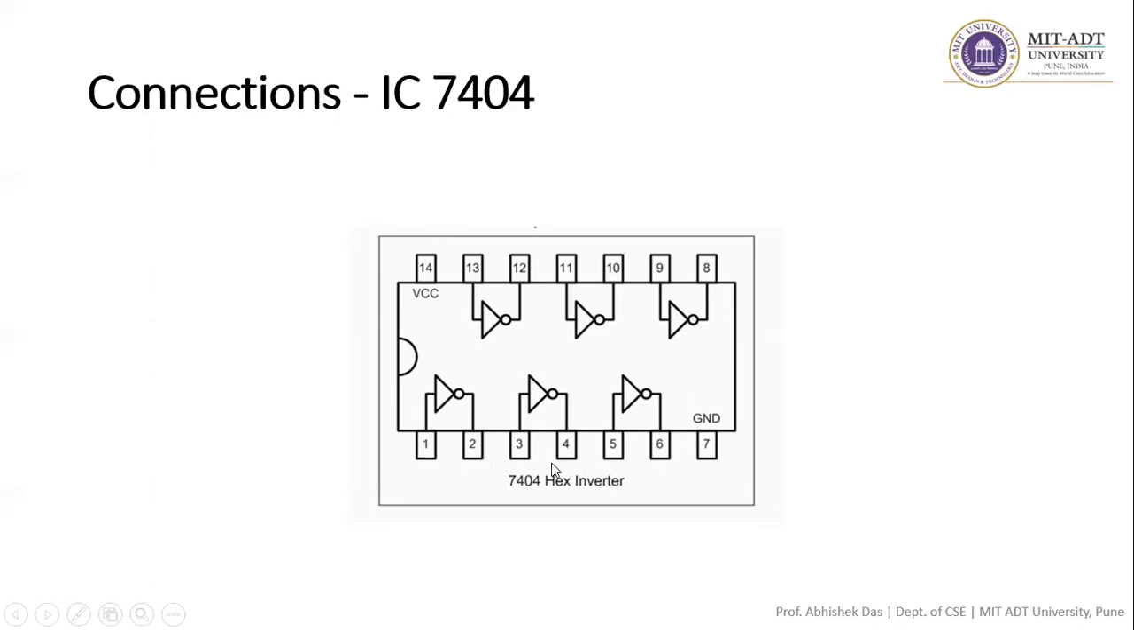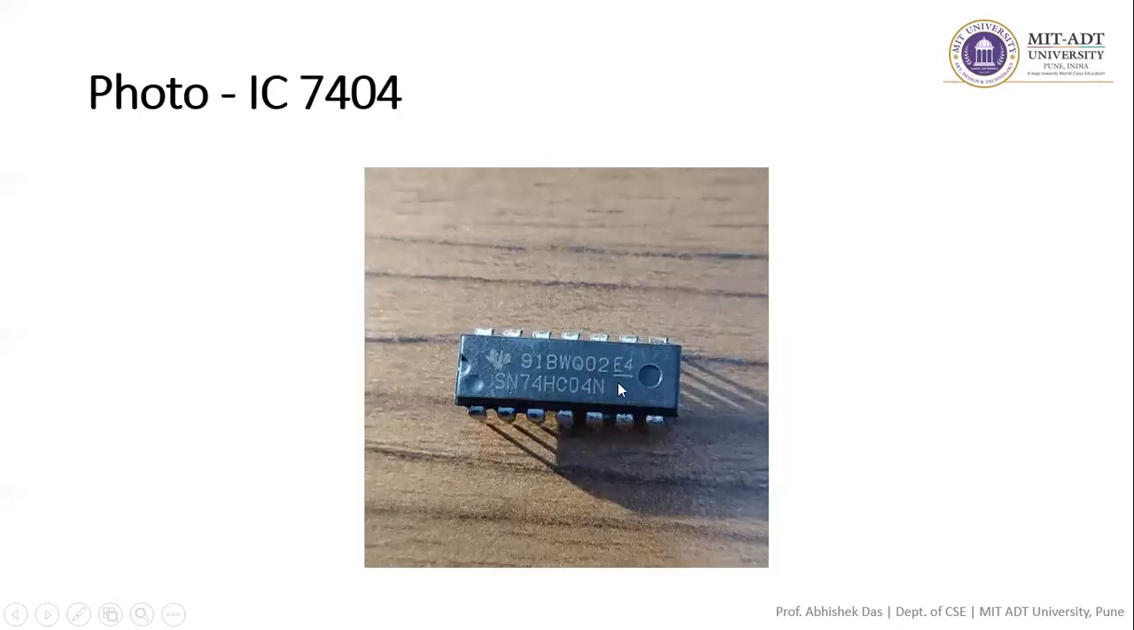Over here, as you can see, it is a 7404 hex inverter. Why hex? Because we have 6 NOT gates in a particular IC, and this is the notch, which marks the top of the IC. So in a particular IC we have 6 NOT gates, and the IC number is IC7407. This is how the NOT gate IC looks.